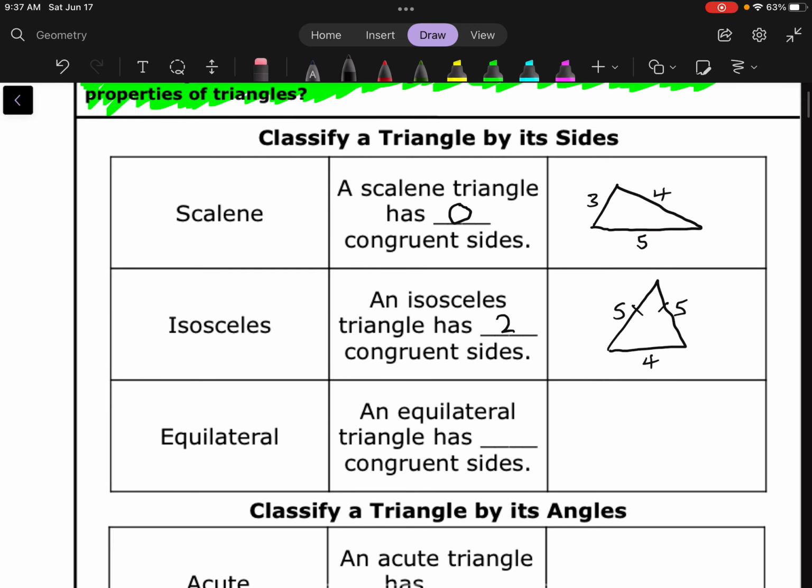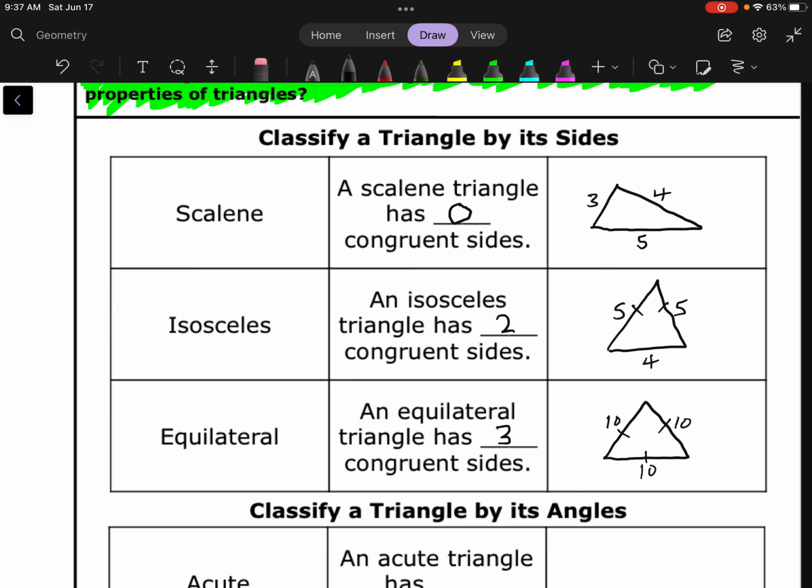And lastly, we have the equilateral triangle. An equilateral triangle has 3 congruent sides. So all 3 sides are going to be the same. So maybe all 3 sides are 10. So all 3 sides get little tick marks. So that's going to be our equilateral triangle.